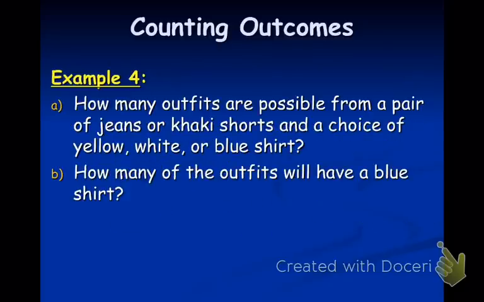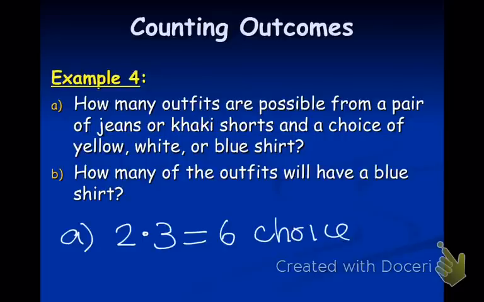How many outfits are possible from a pair of jeans or khaki shorts and a choice of yellow, white, and blue t-shirts? For the bottoms, we can choose 2 different choices, and for the shirts we have 3 choices, which gives us a total of 6 choices. Part B says how many of the outfits will have a blue shirt. We're going to do that next, so I'm going to move to the next slide.